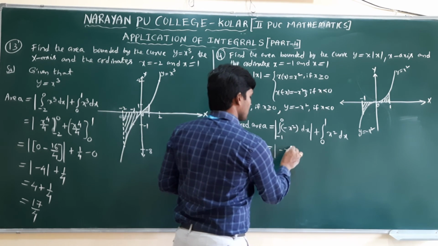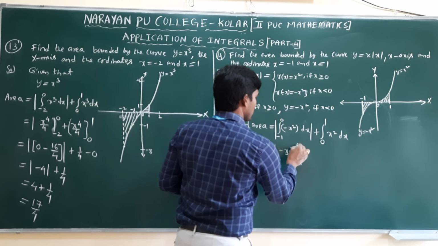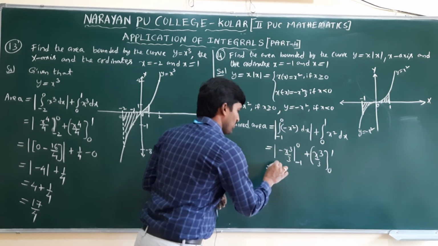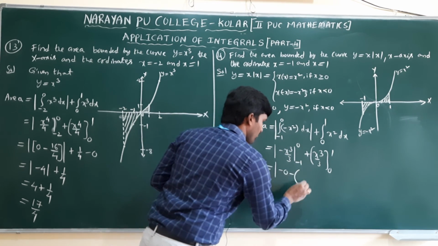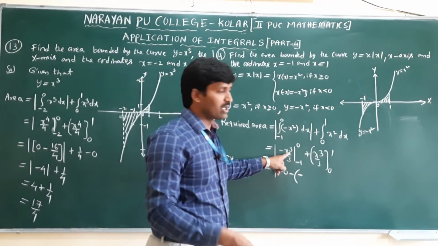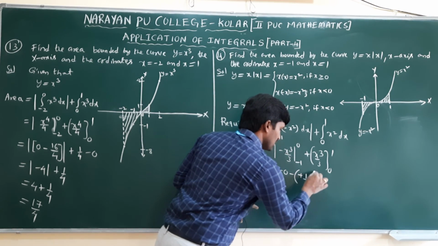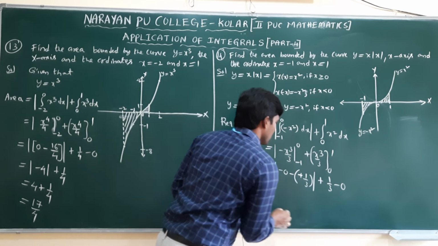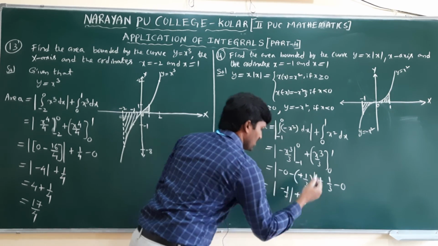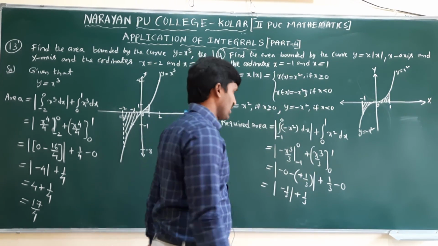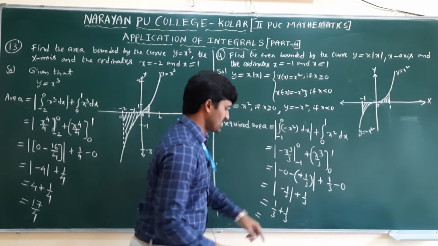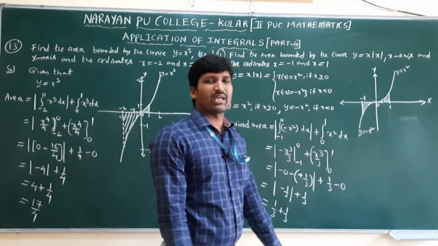Modulus of the integration of minus x square, minus x cube by 3 from minus 1 to 0, plus x cube by 3 from 0 to 1. Substitute the upper limit, minus 0, 0 only, minus of minus 1 whole cube, minus 1 only. So minus of minus, what will we get? Plus 1 by 3. Here 1 cube, 1 by 3, minus 0. Here total: mod of minus 1 by 3 plus 1 by 3. If you do not take modulus, both will become 0. Modulus is compulsory when it is below the x-axis. So 1 by 3 plus 1 by 3, 2 by 3 square units.